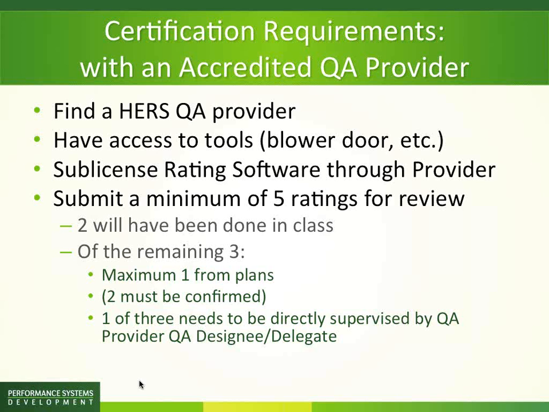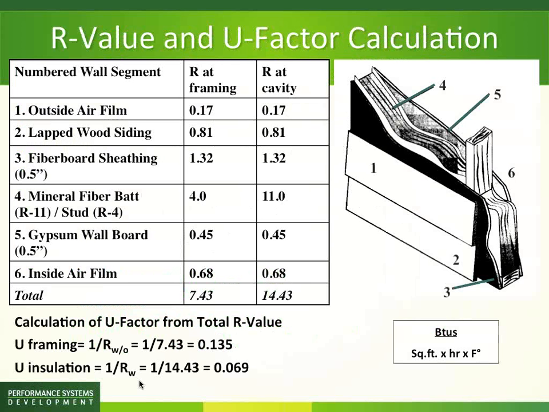Two of them must be confirmed, and confirmed is the RESNET term for ratings that are done with all the performance testing, where you've been out in the field and you've seen what's actually there and you've verified it. And one of those 3 needs to be supervised by that QA provider's QA designee or delegate, so we'll skip right over that.